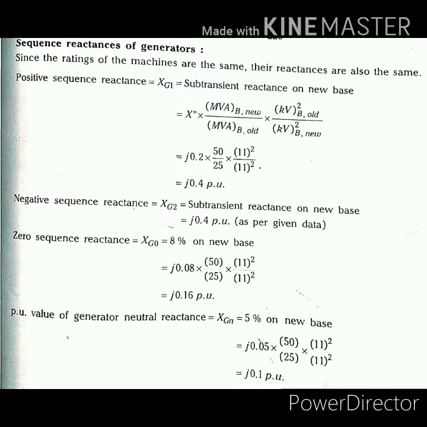Now we will find Xn. Here they have taken it as Xgn. It is given in your diagram, Xn is equal to 5% at machine 1 rating. So 5% on new base. 5% means j0.05, and other values are the same that you have taken previously, new base. So you will get j0.1 per unit. But here it is Xn, and when you substitute it in the zero sequence network, you have to multiply it by 3 and substitute.